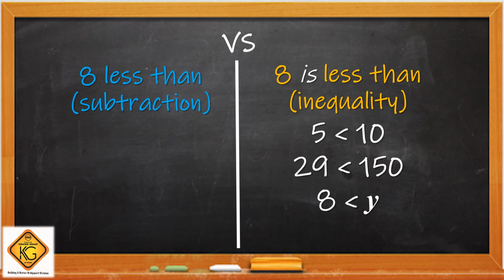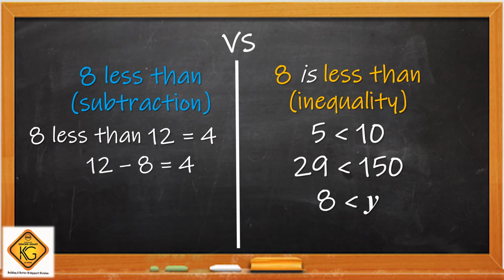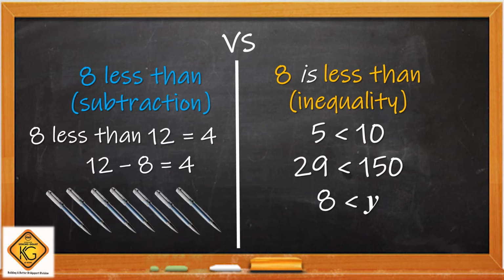Then the statement would read 8 less than 12. What value is 8 less than 12? 4 is. 4 is 8 whole values or places below 12. We get that by saying 12 minus 8. Another example would be, I have 7 pens and you have 2 less than I do. How many do you have? 7 minus 2 is 5.